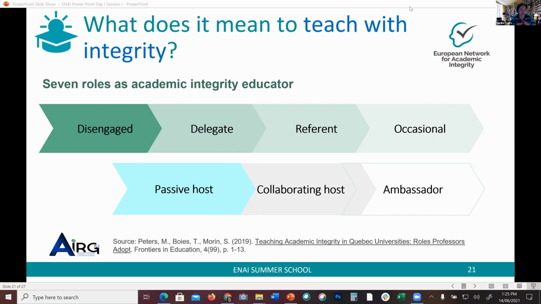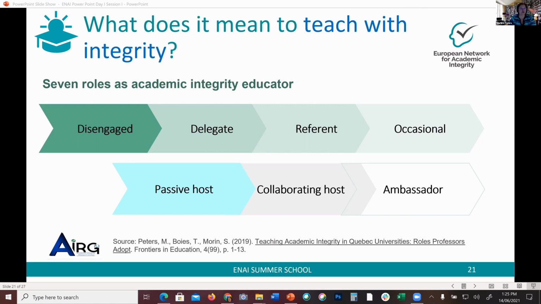So the delegate professor is the one that says students are supposed to have learned it somewhere else. Again, not my responsibility. The referent professor is one of the most frequent roles adopted. Why is it frequent? Because it's easy. Go read your academic integrity policy. Everybody does that. It's in my course outline. Go read about it. I've done my job. I've told them to go and read about it.